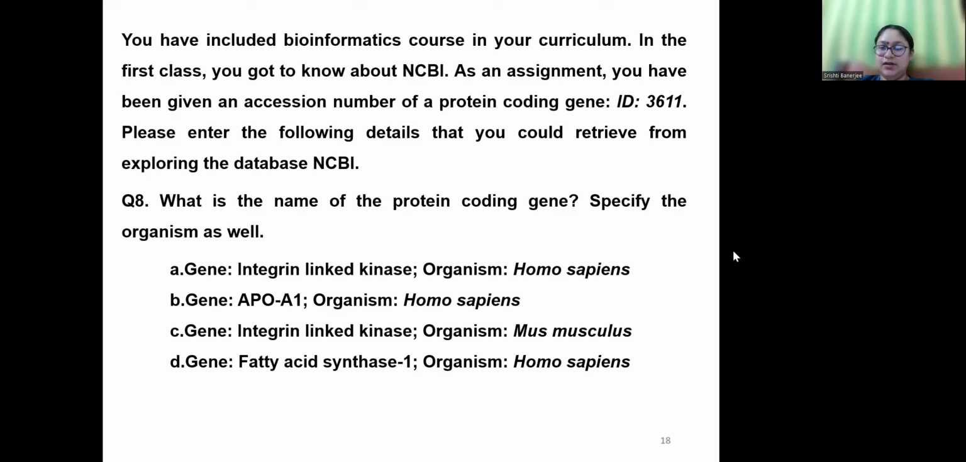So an accession number is an identity, or in very layman's terms, it's the roll number of a particular gene. It could be protein coding or it could not be. If I'm in a class, I am assigned a roll number so that I can be identified. So an accession number is similarly an identity code for a particular gene. That ID is given here. We have to enter its ID, and then let's see what kind of information we can retrieve from NCBI.